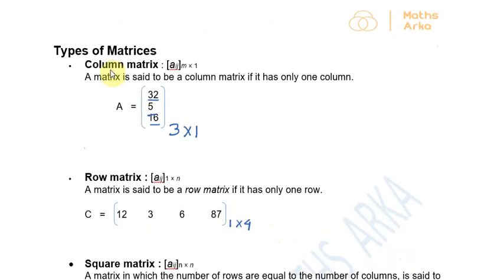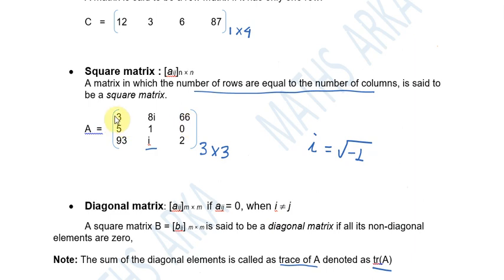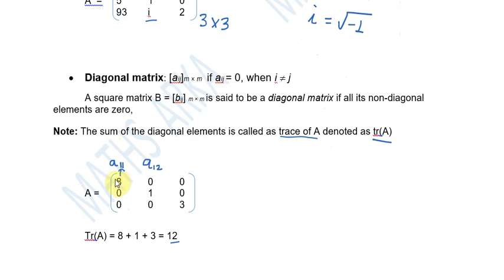Types of matrices: just one column, it is called column matrix. Just one row, it is called row matrix. Same number of rows and same number of columns, then it is called square matrix. If the square matrix has non-diagonal elements as 0, this is the diagonal, so non-diagonal elements are these. If these are equal to 0 and the diagonal elements are 0 or non-zero, that is up to the person who gives the definition for the matrix, then it is called a diagonal matrix.